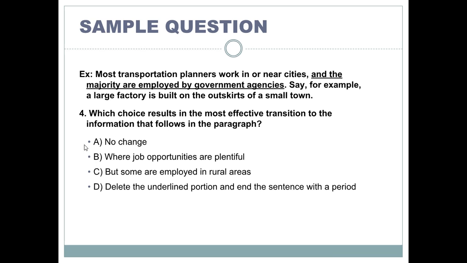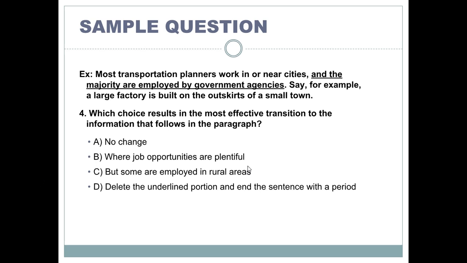Alright, so if we just leave it as it is, let's think. Does this transition to both the portion of the sentence before and the sentence after? The majority are employed by government agencies. That's clearly continuing on the thought of this beginning clause, but it doesn't really relate to a large factory being built in a small town. So A is probably not right. Where job opportunities are plentiful, okay, again, that relates to cities, but then it doesn't relate to the factory being built in a small town. It transitions from the first, but not to the second. B is probably not right.